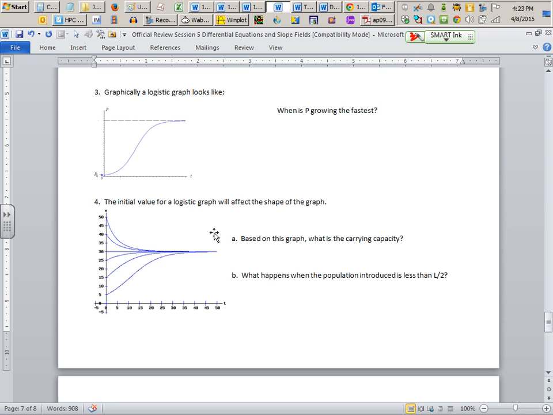Whoa, what is this graph? What is going on here? Does anyone know what's going on here? Yeah, so what's happening is, let's say that there is a certain cage that can support 30 butterflies, okay? There's enough resources for 30 butterflies.